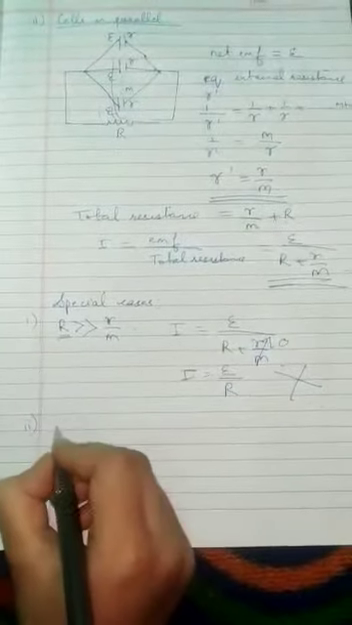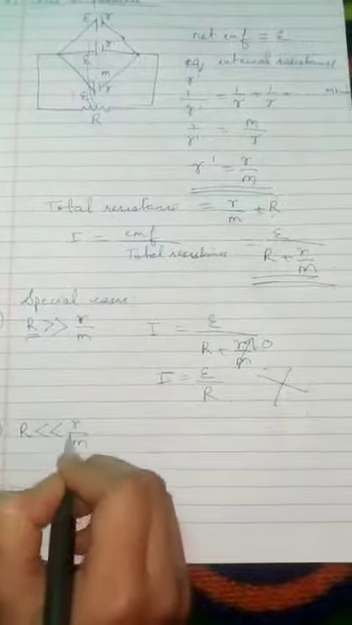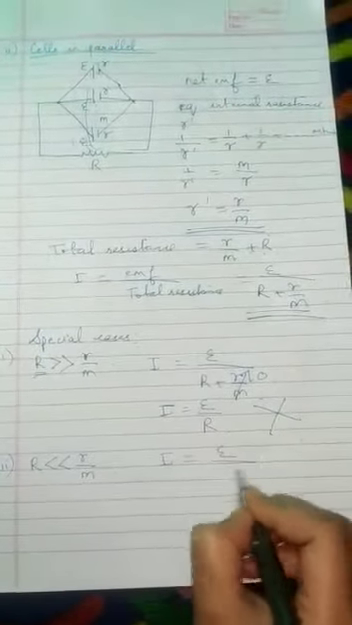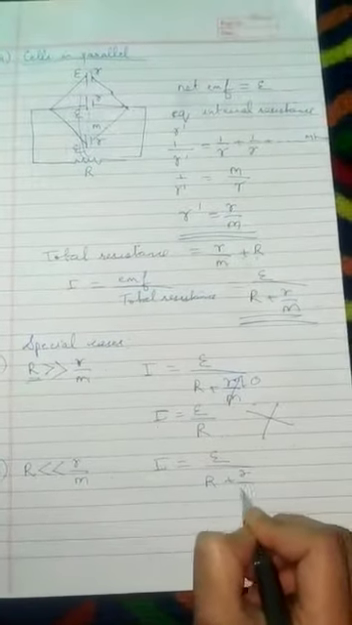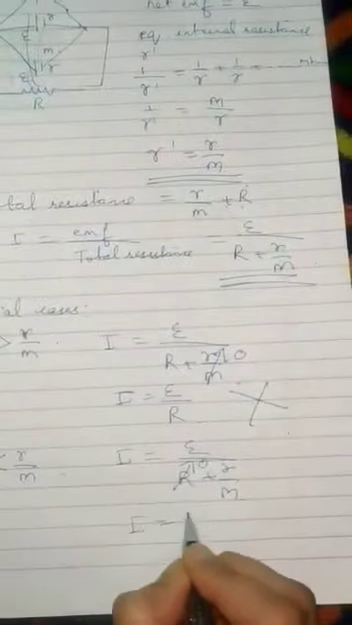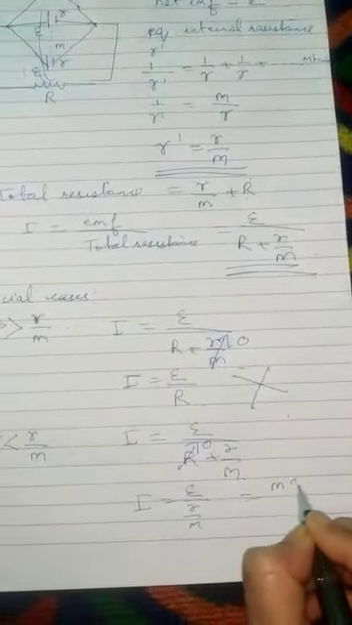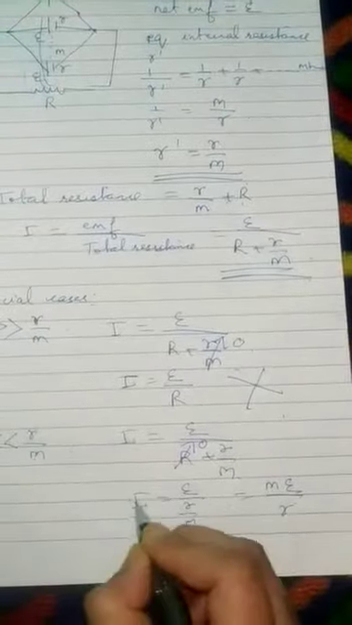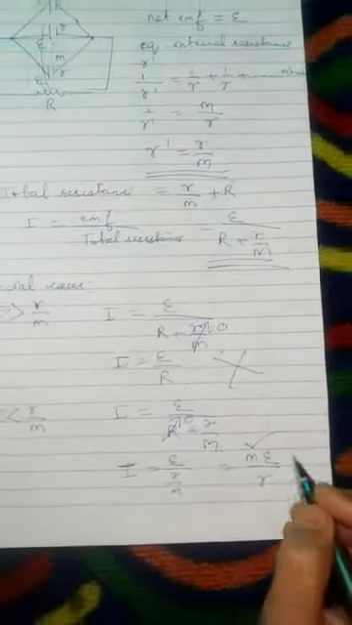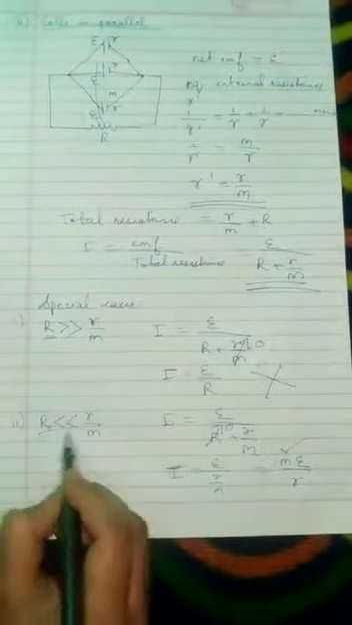In the second special case, we will take a small load as compared to the internal resistance. Now the current drawn will be equal to epsilon divided by R plus R by M. Here R can be neglected, taken as 0. So I will be equal to epsilon divided by R by M, which again will be M epsilon by R. Now in this combination, the current drawn depends on the number of cells connected in parallel. So this combination is effective only for a small value of load.